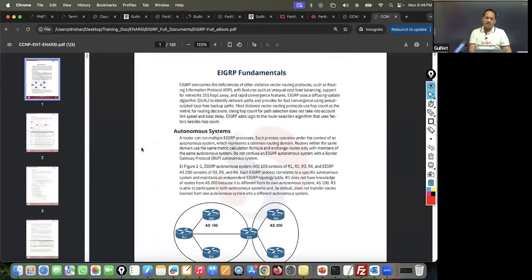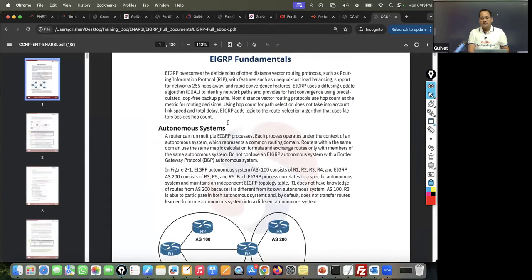So we have to understand EIGRP. In EIGRP, you can see that it addresses some limitations of RIP. RIP is not going to support unequal load balancing. It has just 15 hops, and those were its limitations. But EIGRP has some great features. It is going to scale your network. It is very versatile.